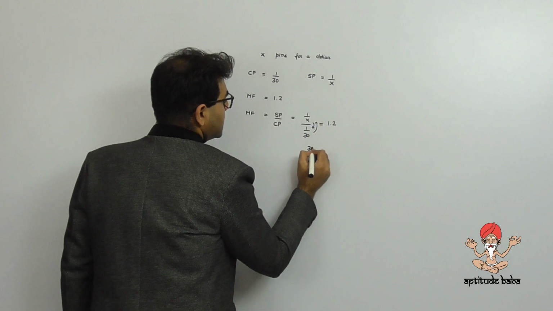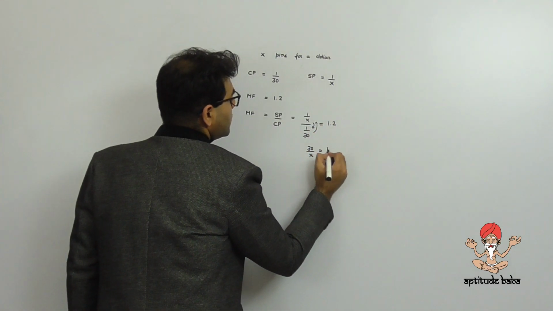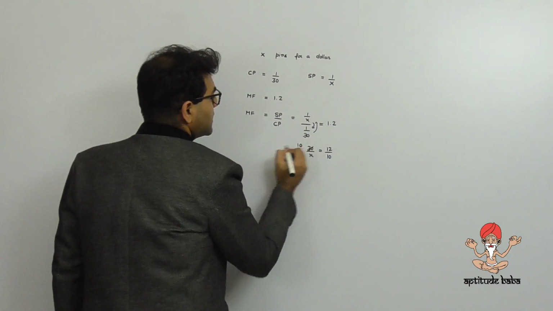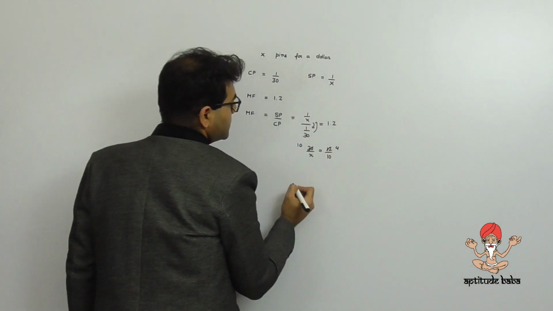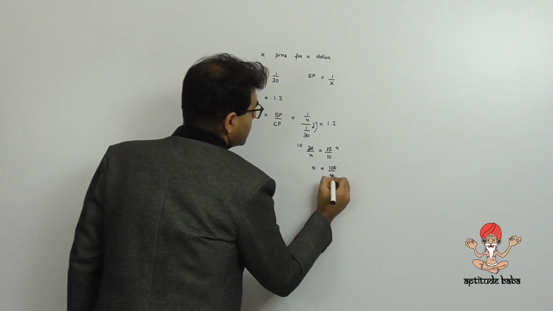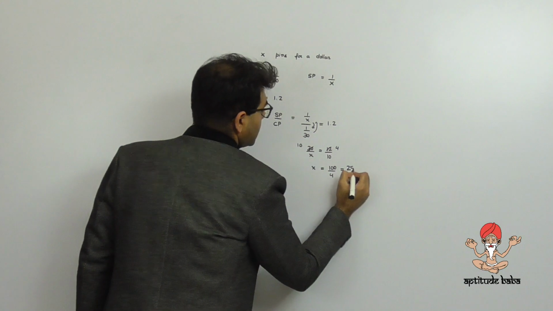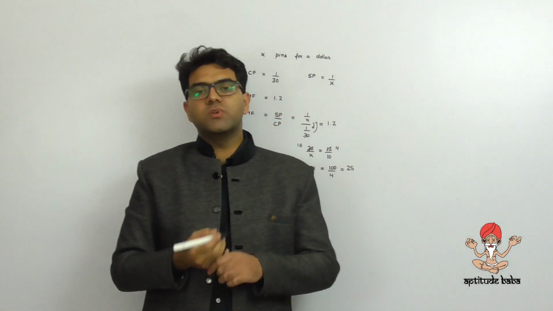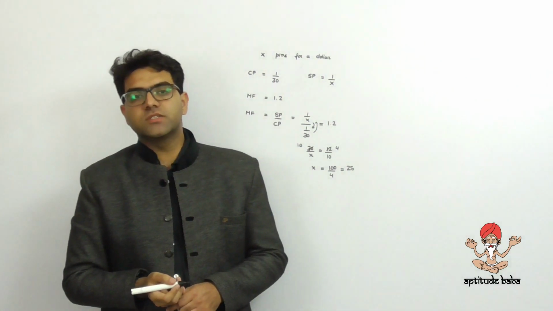So that gets you 30 by X is equals to 1.2 which is 12 by 10. Furthermore 3 से कटिंग करने पे that gets you 10 here and that gets you 4 here. Furthermore X का वैल्यू जो मेरे पास आएगा that will be 100 by 4 or perhaps 25. So Ramlal should be selling 25 pins for $1 to make a profit of 20%.